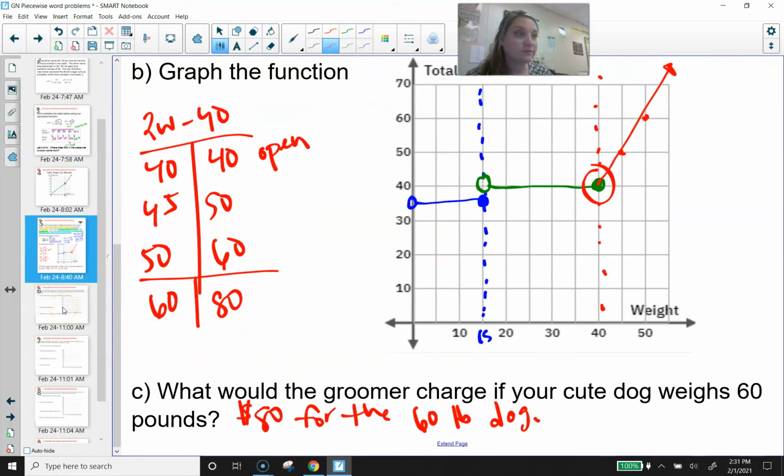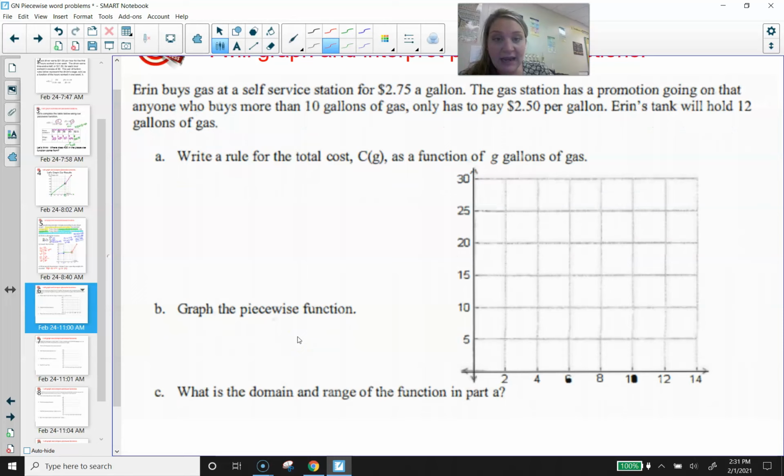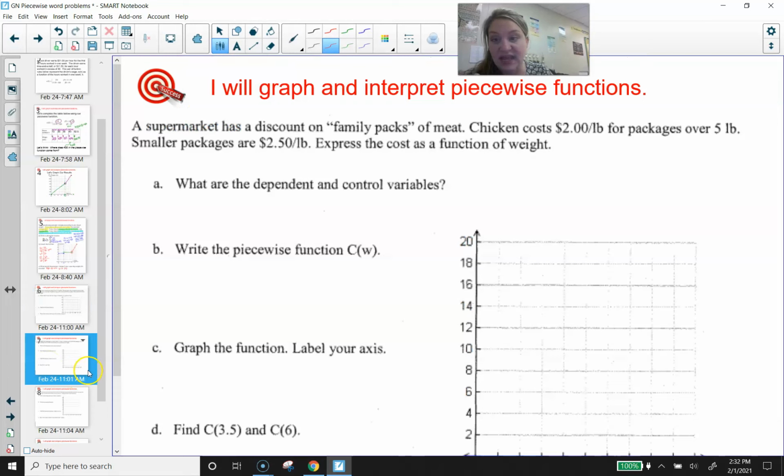All right. Those are your only word problems in your notes. Everything else is on your worksheet. So I just want to go over a couple of things. So you have a gas station talking about how much gas Aaron's tank will hold. Every time, every word problem setup has a graph already there, and it's already scaled for you the way that it needs to be scaled. You don't have to change anything.